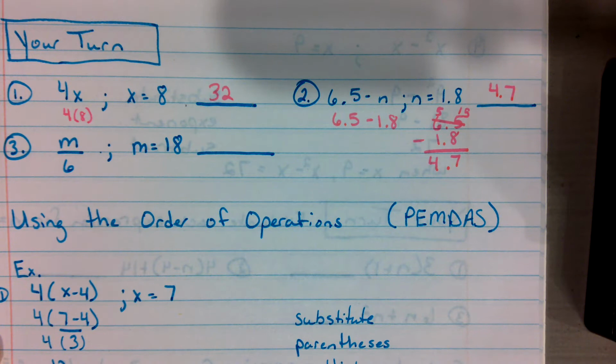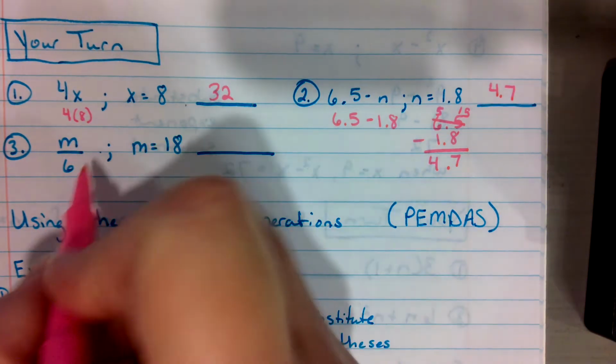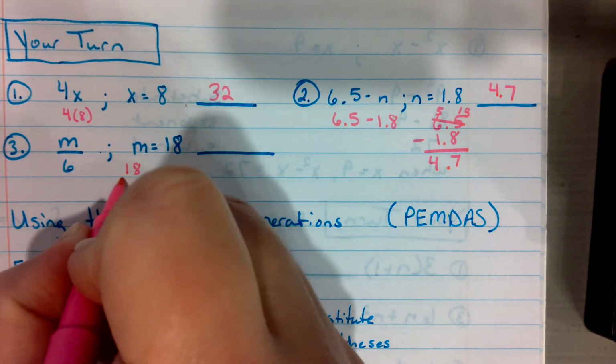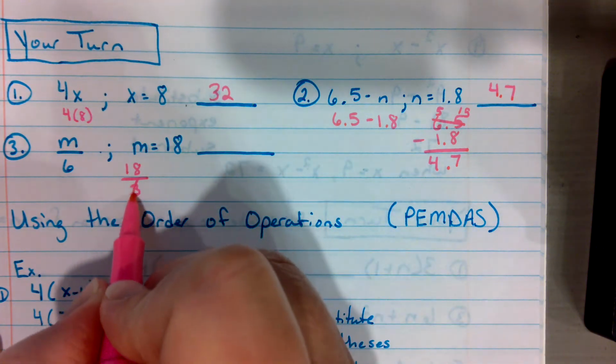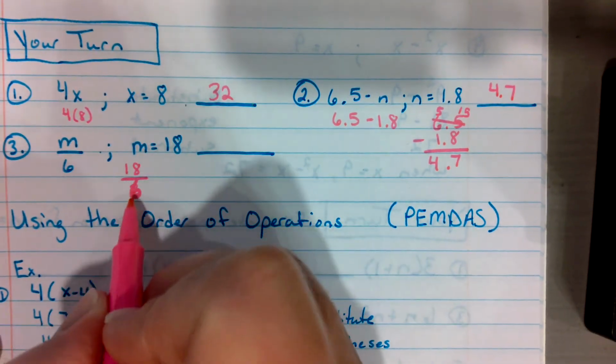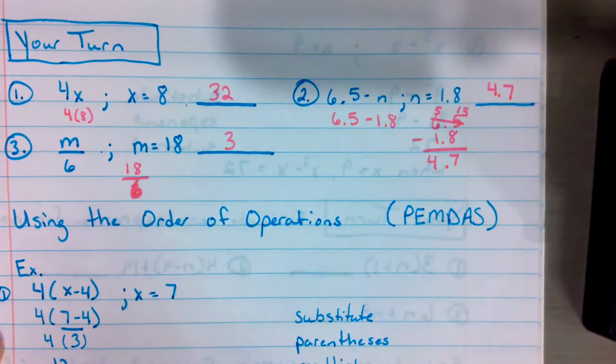All right, the last one here. M divided by 6 when m is equal to 18. So 18 divided by 6. Sorry, I put the answer there. So 18 divided by 6 is 3.